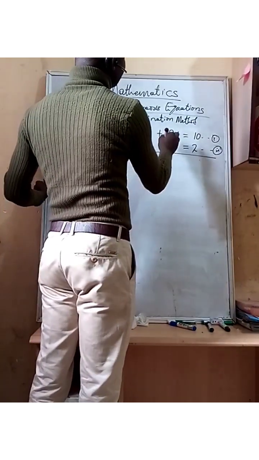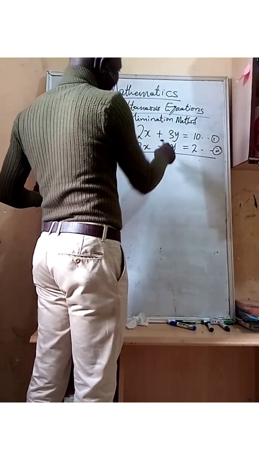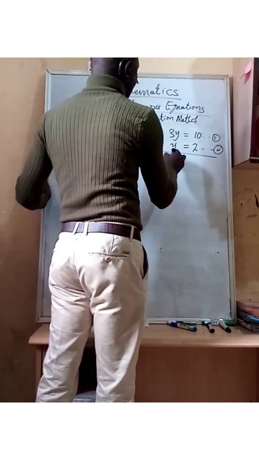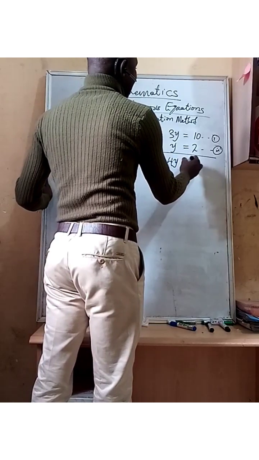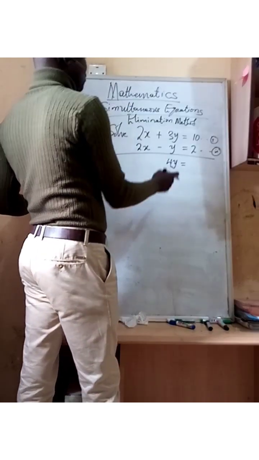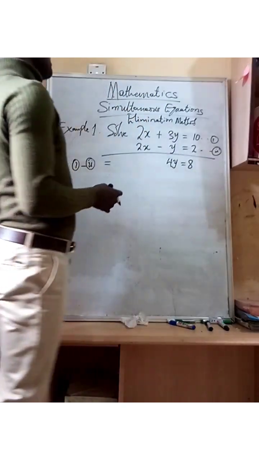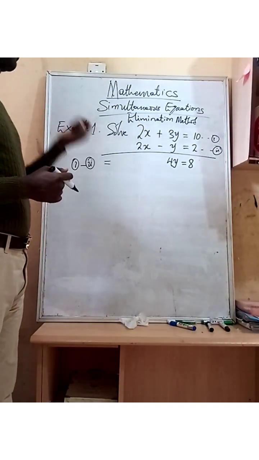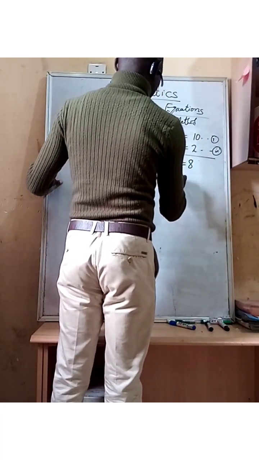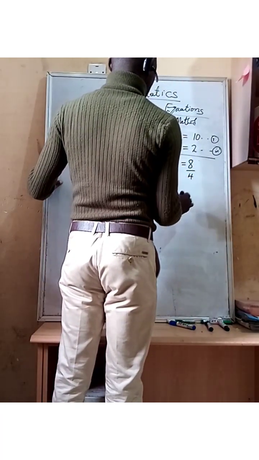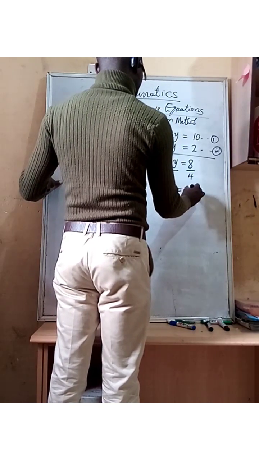So now we have 3y being positive here, minus y, and that is going to give us 4y, because the minus becomes positive. And if we subtract 2 from 10, we are left with 8. Now we have a simple linear equation in one variable. So what would y be? We divide through by 4. It implies that y is equal to 2.